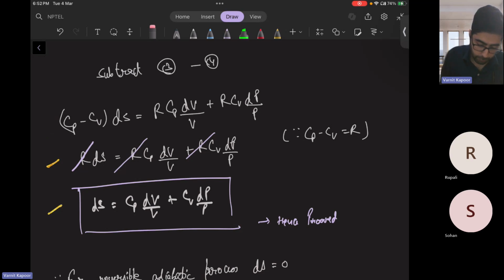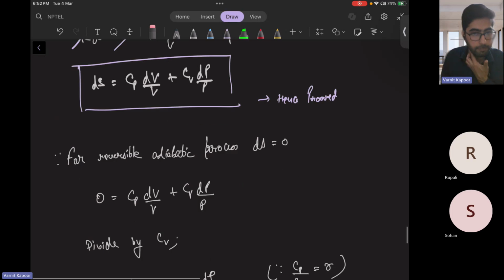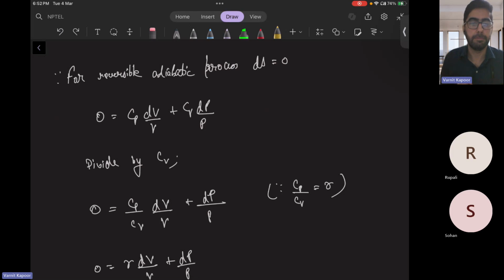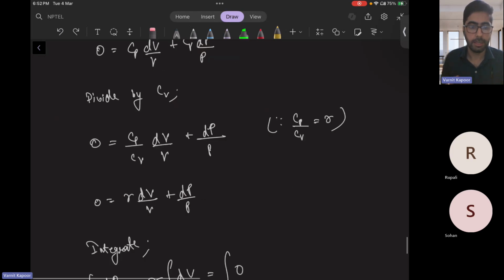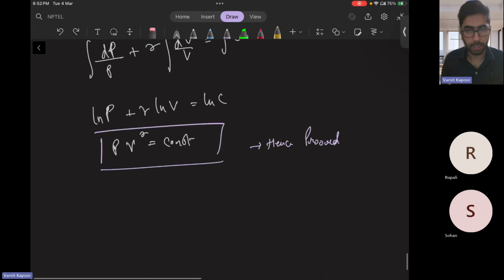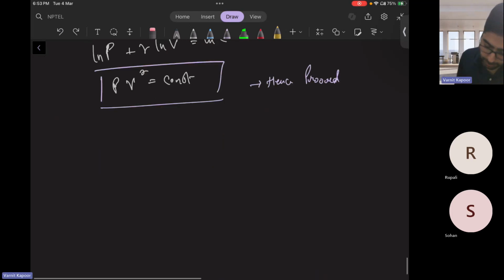And now you have to use this equation to prove that for a reversible adiabatic process for an ideal gas, PV raised to gamma is equal to constant. We know that dS for an isentropic process is 0. In the above equation, put dS as 0. So you get 0 is Cp times dV by V plus Cv times dP by P. You divide by Cv both sides, then you integrate them, and finally you get PV raised to gamma is equal to constant. I hope it is pretty much clear. No doubts in this question? Very good question. All right, let's come to another question.